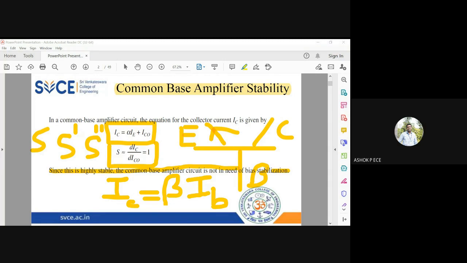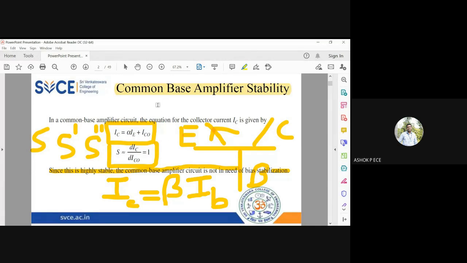Can anybody say the answer? What is the reason we give so much importance to common emitter, and even though the common base has good stability, we are not going to use it? Why? What is the reason? Please think and tell me the answer. What's the answer? Why are we not using common base? What is the current gain in common base? What is the value of alpha in a common base amplifier? What is the range of alpha?